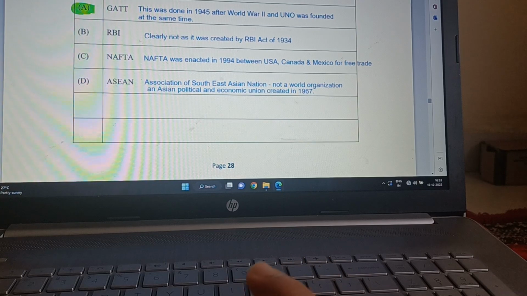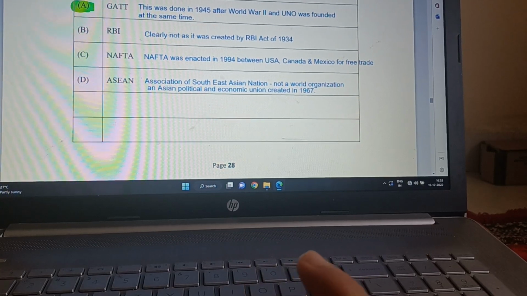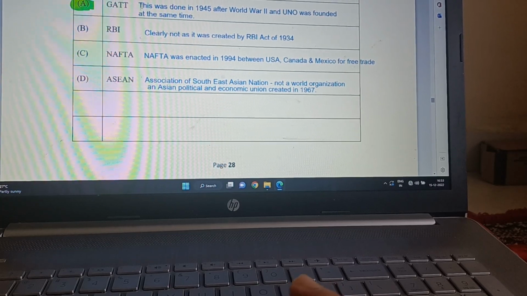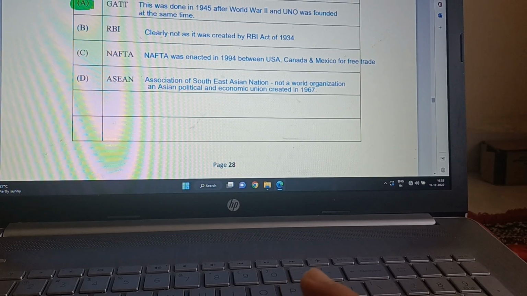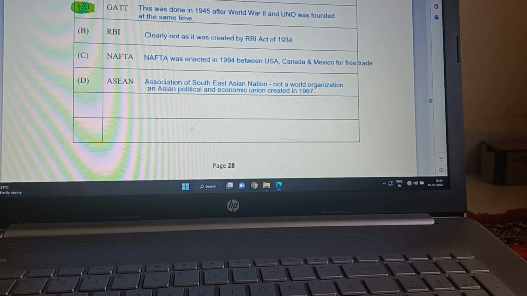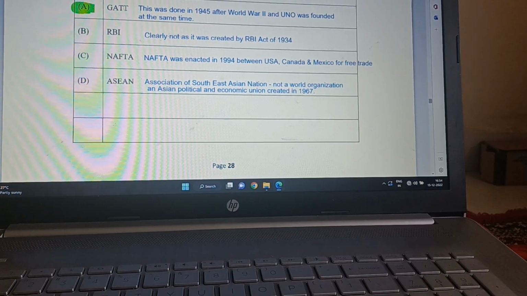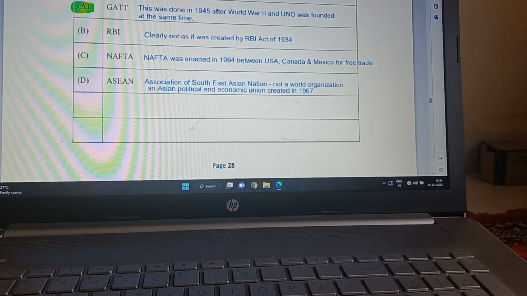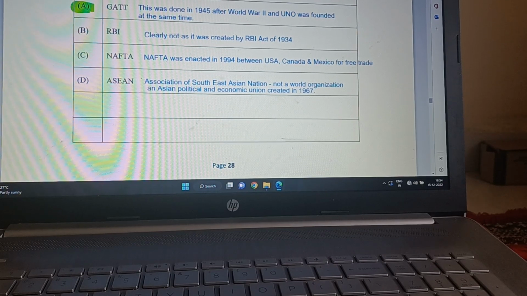So at that time of UNO, only GATT was one of the institutions that was born, and GATT means General Agreement on Tariffs and Trade. So the countries had agreed that they will not impose import duties a lot on their neighbors, so that there is free trade, or at least close to free trade, if not perfectly free trade. So it happened in 1945 and it was born at that time. So A is the correct answer.